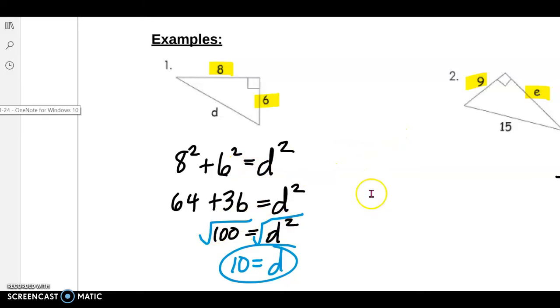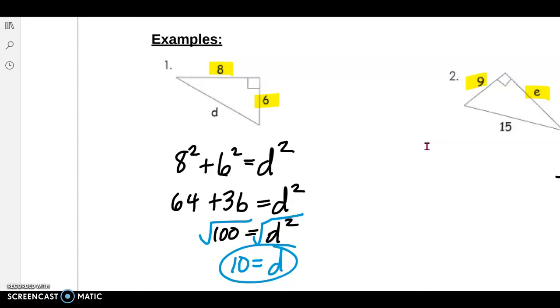Then I took the square root of 100 in my calculator and I got 10. So the missing side was 10. And remember, check to make sure that your answer makes sense. The hypotenuse should always be the longest side. And 10 is definitely bigger than 6 and 8.